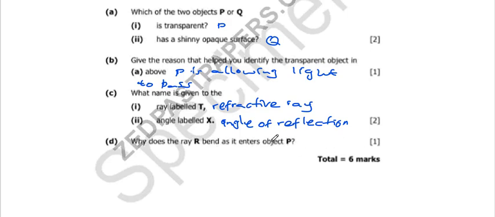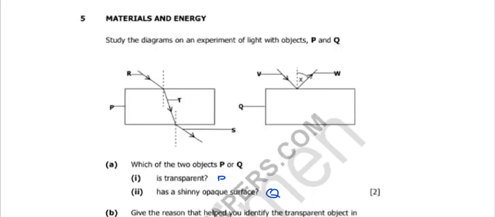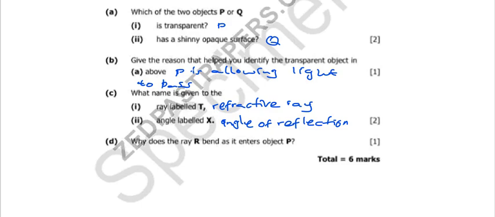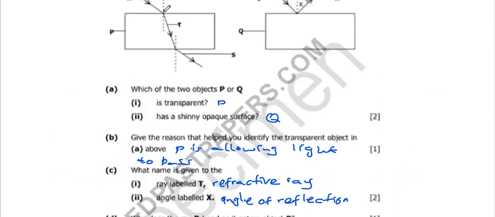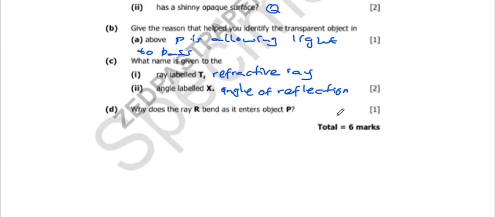Why does the ray arrow bend as it enters object P? If you've seen, this ray is bending, and as it leaves, it bends again. So the bending of light is due to density. When light is transitioning from one object to another, and these two objects have different densities, there would be a bending of light. So why does the ray arrow bend as it enters object P? Because of the difference in densities between the two objects.